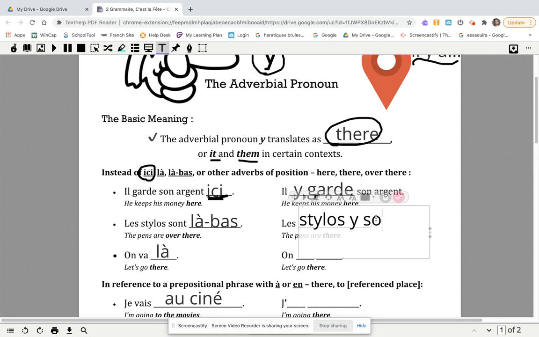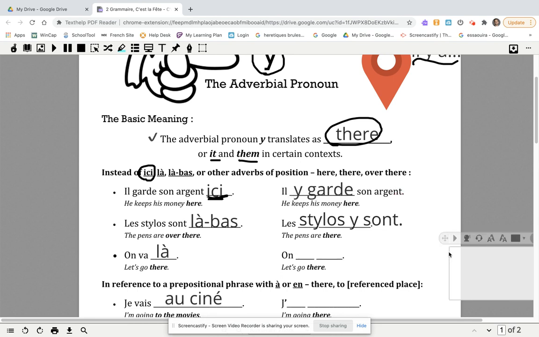Les stylos y sont. The pens here are, or over there are. D'accord? How do you know whether it's here or over there based on the "y"? You don't, except that we may have already been talking about where the pens are. Ah oui, là-bas, les stylos y sont. The pens there are. D'accord? Sounds very bizarre in English, but remember, word order is not the same.